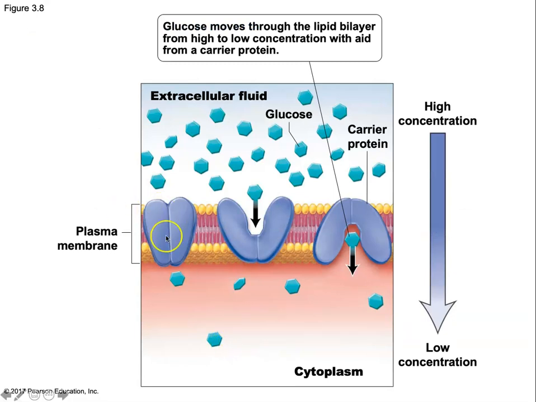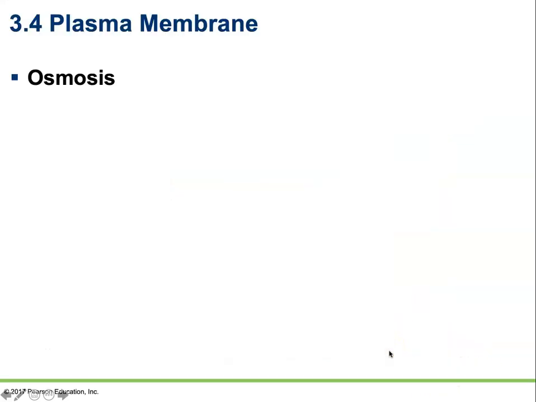This is what that looks like. Here we have a carrier protein. It's embedded in the plasma membrane. It's going to pick up cargo on one side of the plasma membrane and release it on the other. Again, we're not being selective. This is just movement from areas of high concentration to areas of low concentration.